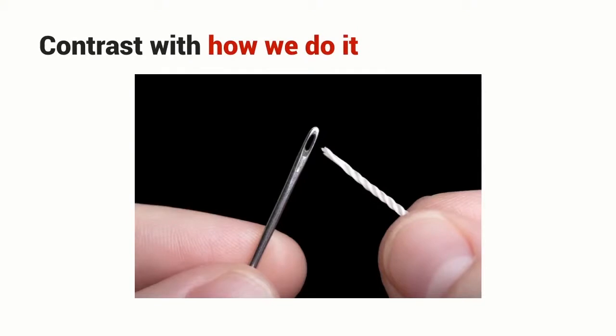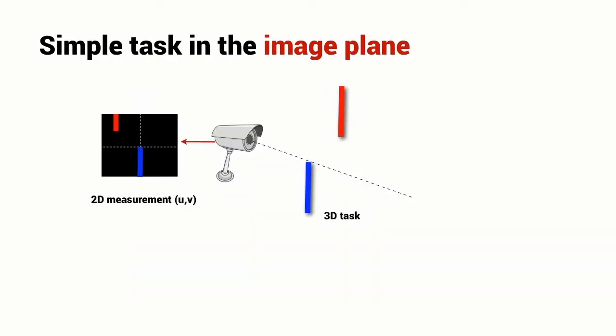For instance, threading a needle, I use my eyes to guide or to steer the end of the thread through the hole in the needle. If we consider this problem a bit more schematically, where we're trying to align the end of two objects, we can consider the task in the three-dimensional Cartesian space, and we can also look at that task with a camera. We can look at a two-dimensional representation of that task being achieved.